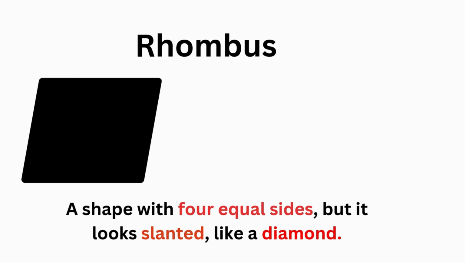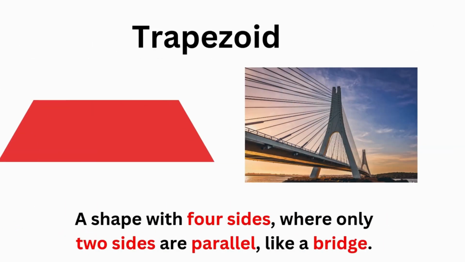Rhombus. A shape with 4 equal sides, but it looks slanted, like a diamond. Trapezoid. A shape with 4 sides, where only 2 sides are parallel, like a bridge.